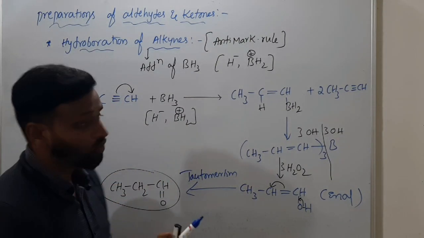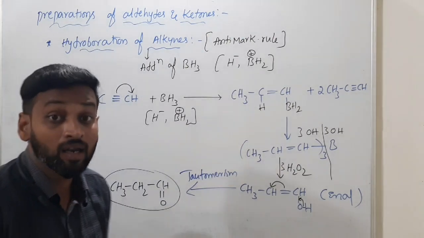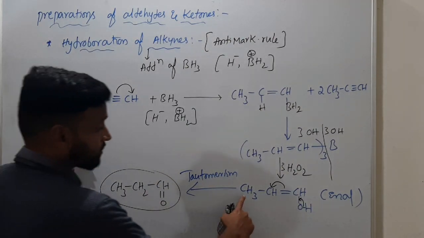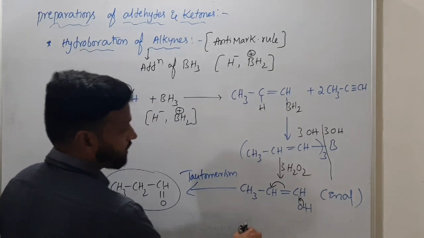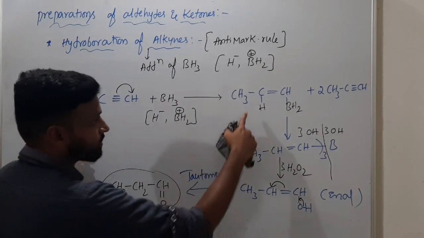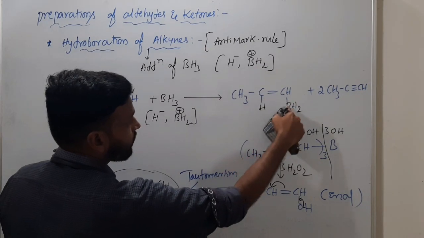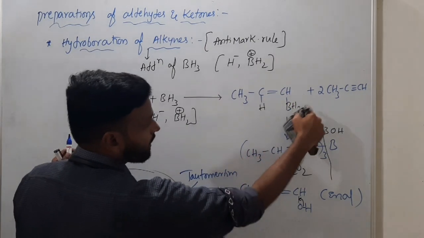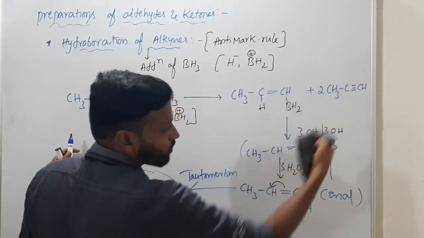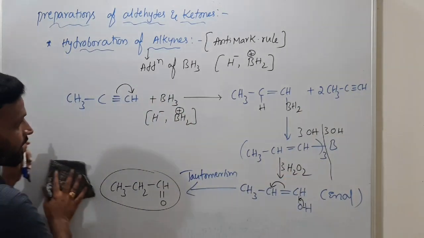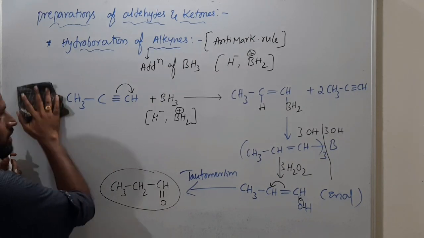So this is hydroboration of alkynes. Have you understood what you have here? CH3, CH double bond CH, OH. So CH3, CH double bond CH, BH2. Two more hydrogens, same story. Here hydrogen and B here. Same, it will happen two times. Got it? So take a screenshot and write it down.